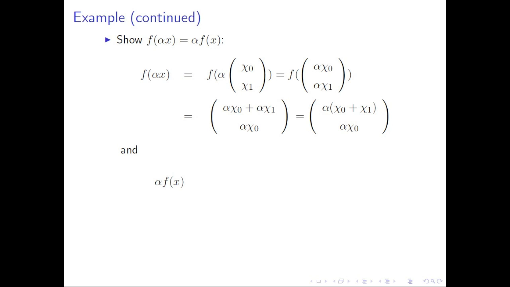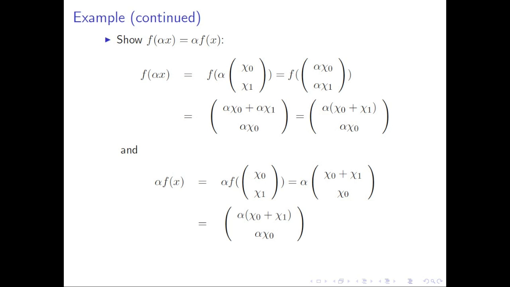The question is whether alpha times f of x equals the same expression. Let's start with alpha times f of x. This equals this, which equals this, and finally this equals that. If you compare these two, you see that they are the same. So, both f of alpha times x and alpha times f of x evaluate to the same expression. This means they are always equal.